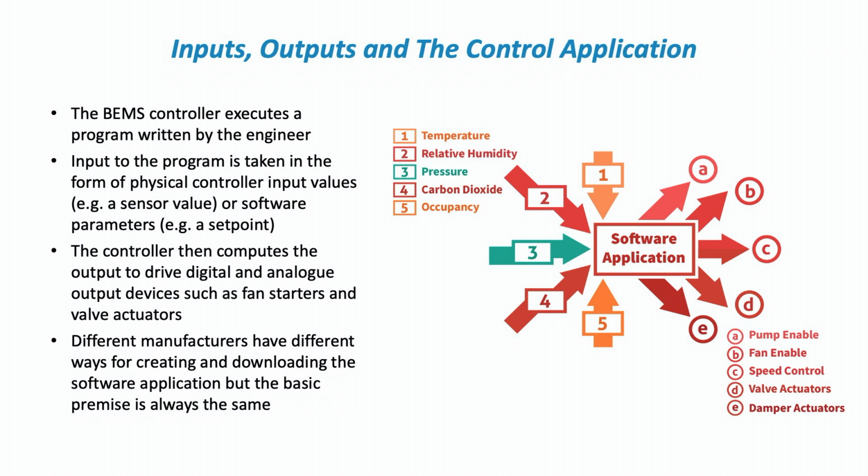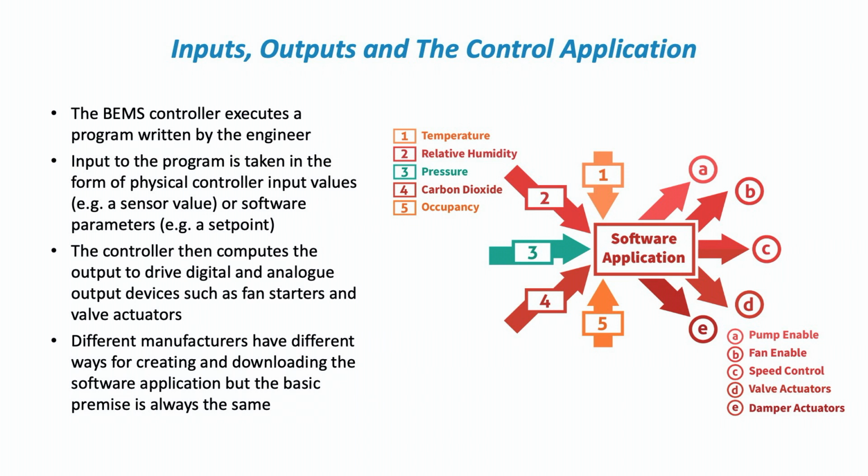The way that a BEMS controller is set up is it executes a program which is written by the engineer. And as I said, this is an overview. I'm not going to teach you how to write software here. But in order for a program to execute, you need input, you need to process that input, and you need to provide output. And in the case of our BEMS, our input for our program is taken in the form of physical controller variables. That is the real world values that we connect into our system.